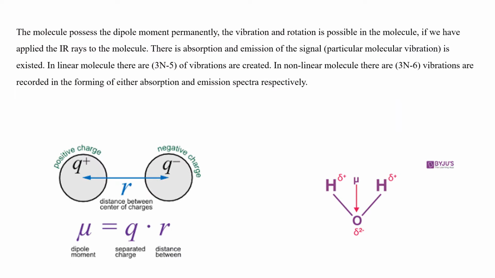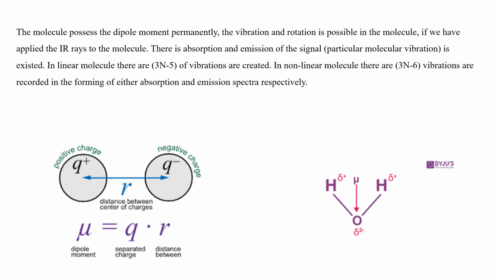The molecules possess a permanent dipole moment, so vibrations or rotations are possible in the molecule. If you apply IR rays to the molecule, there is absorption and emission of the signal, and a particular molecular vibration exists. In a linear molecule, 3n minus 5 vibrations are created. In a non-linear molecule, 3n minus 6 vibrations are created, in the form of either absorption or emission spectra, respectively.